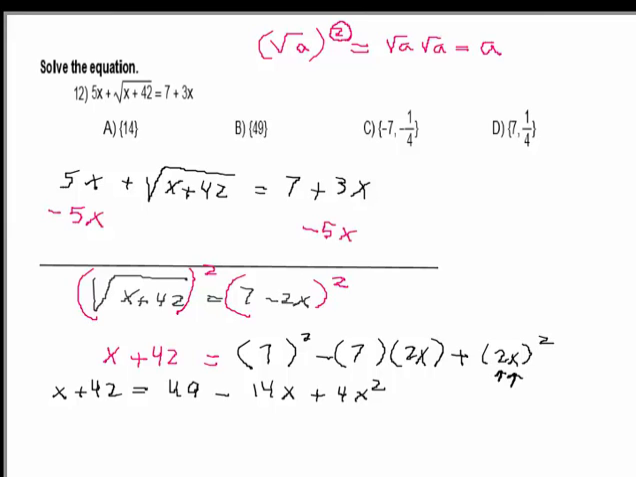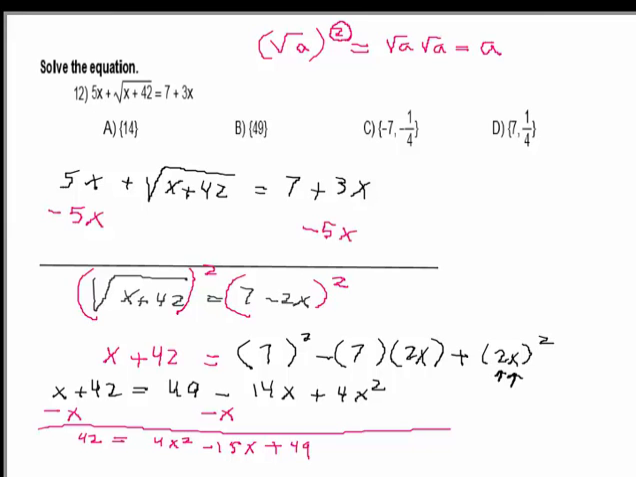Okay. So if I combine like terms, what do I get? What if I move everything to one side of the equation? I subtract x from both sides of the equation. Okay, I get 42 on the left-hand side. On the right-hand side, I get 4x squared, I'm going to write in descending order, minus 15x plus 49.